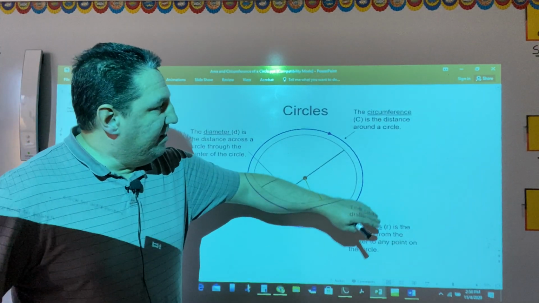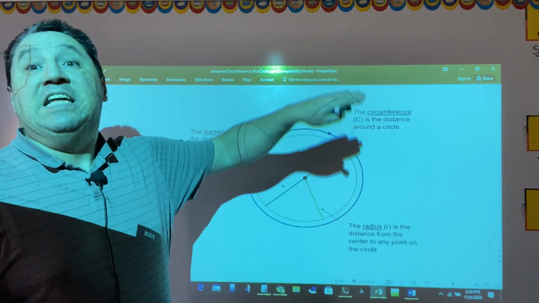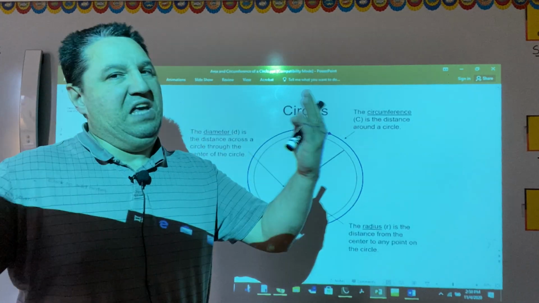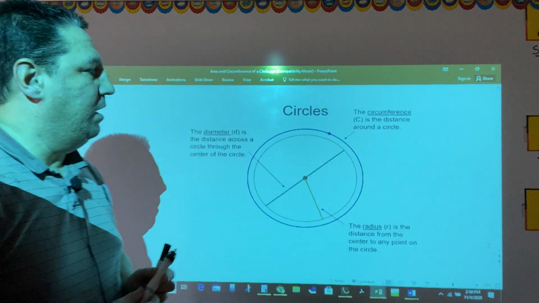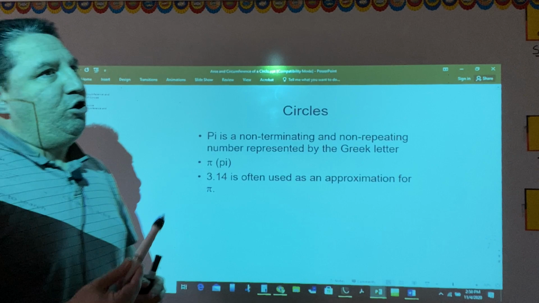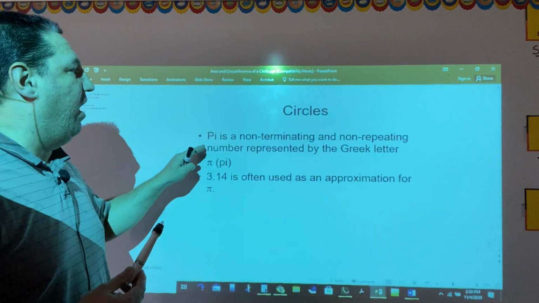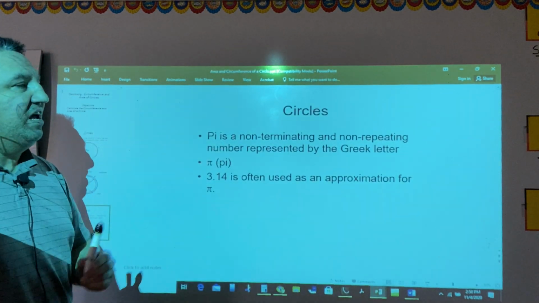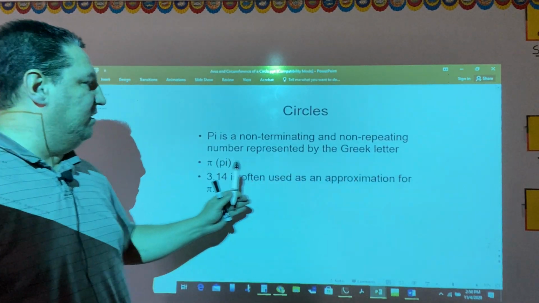Also, the circumference of a circle is the distance around the circle. In other words, we can say it is the perimeter of the circle. Now, we introduce a special number called pi. Pi is a non-terminating and non-repeating number represented by the Greek letter pi.